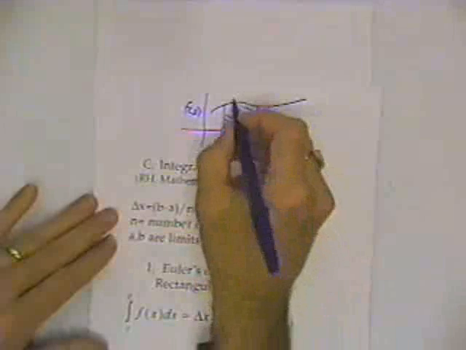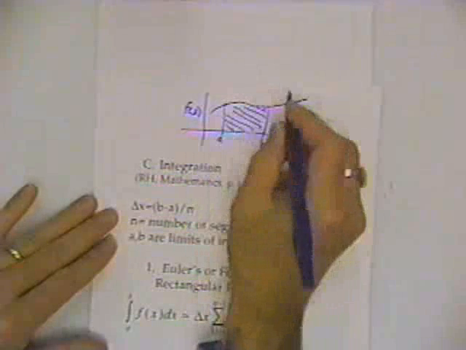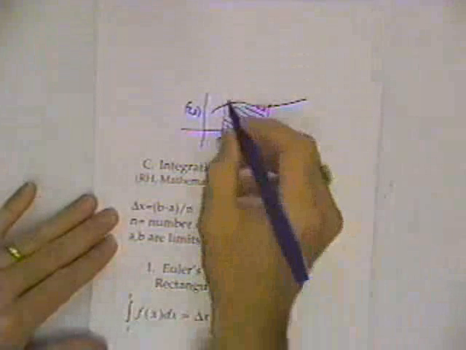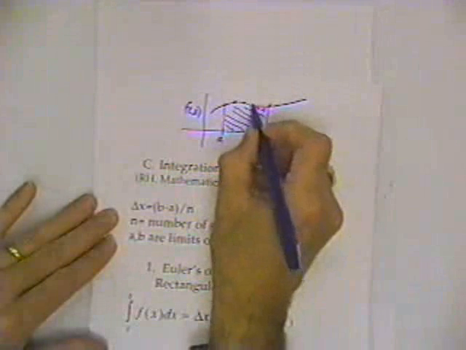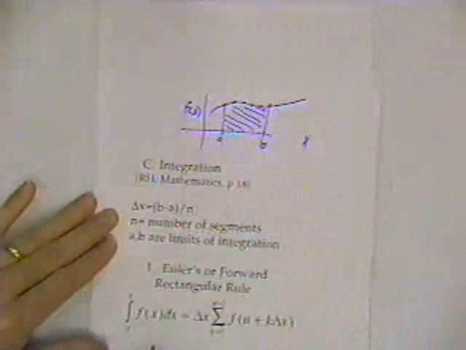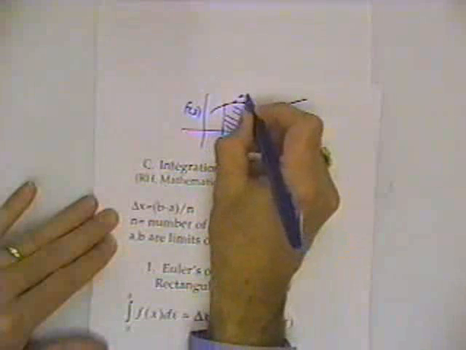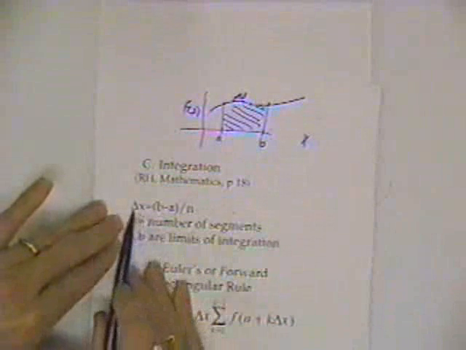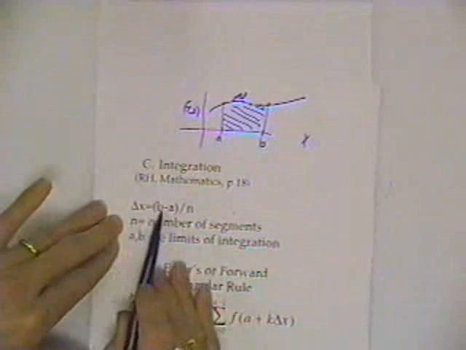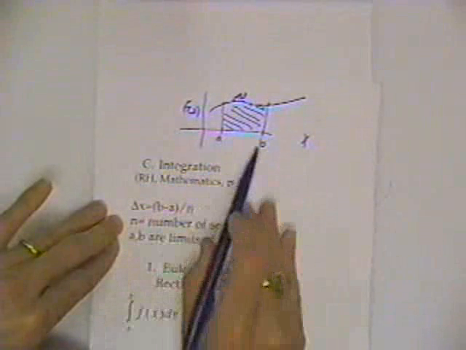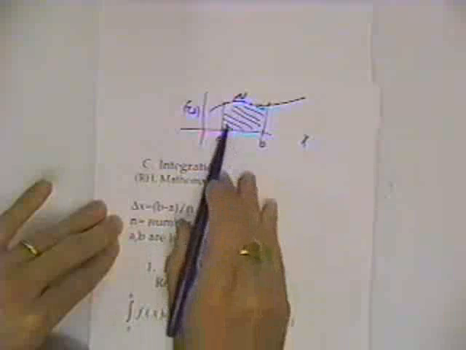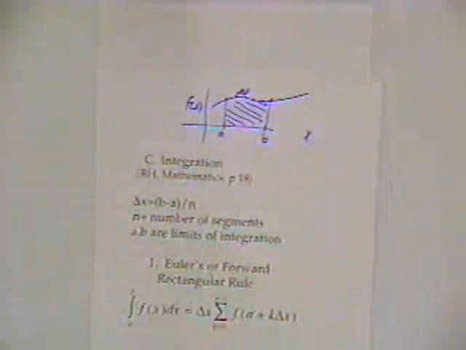In some cases, you will have values of the function specified only at the start and the end of that interval. In other cases, you may have values of the function specified at a number of different places. If you have a number of them, delta x is the distance between the points where you evaluate the function. You can calculate that delta x from the distance between B and A divided by the number of data points that you have. Or, excuse me, the number of segments.